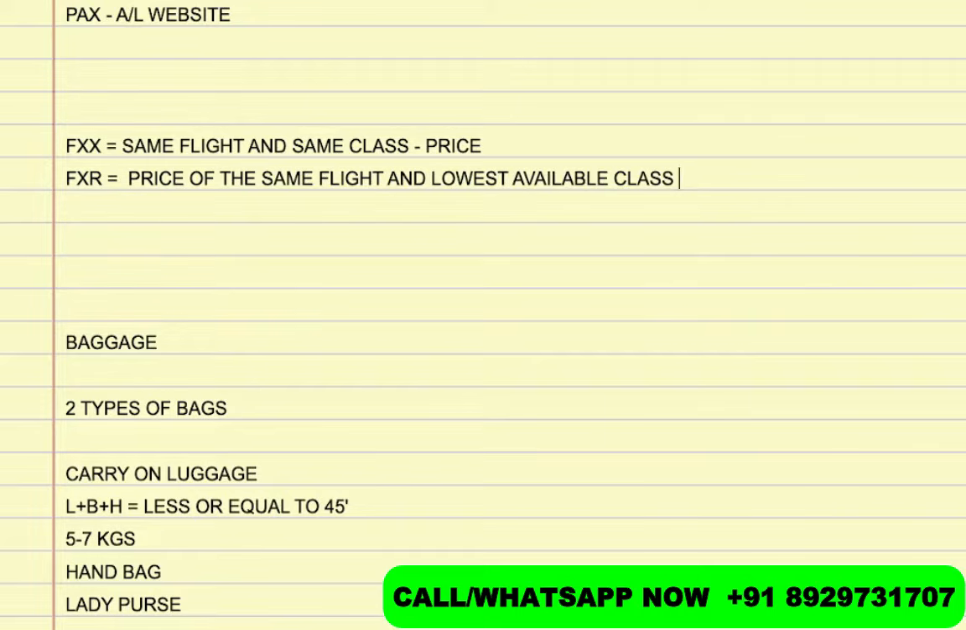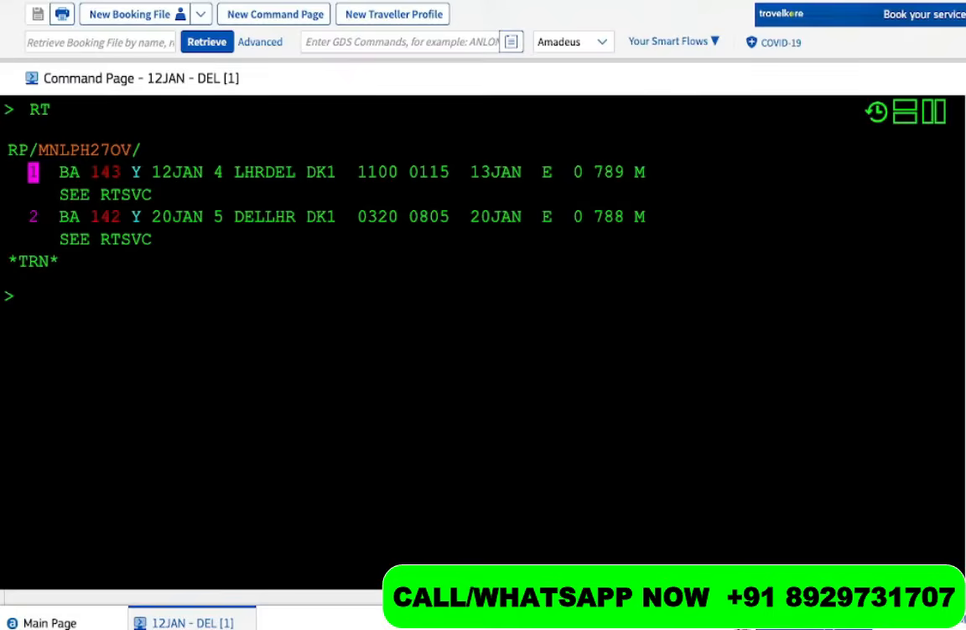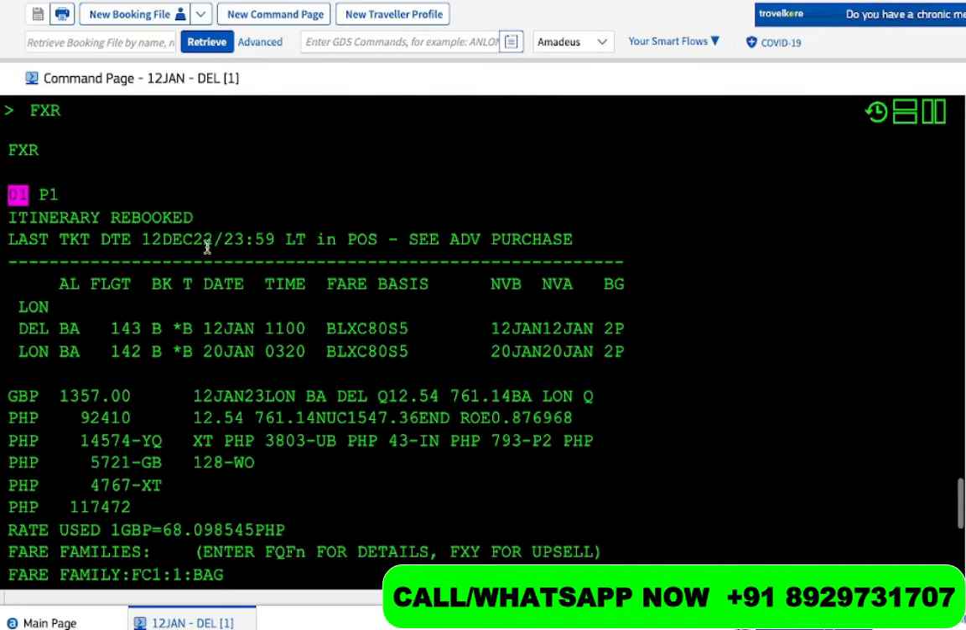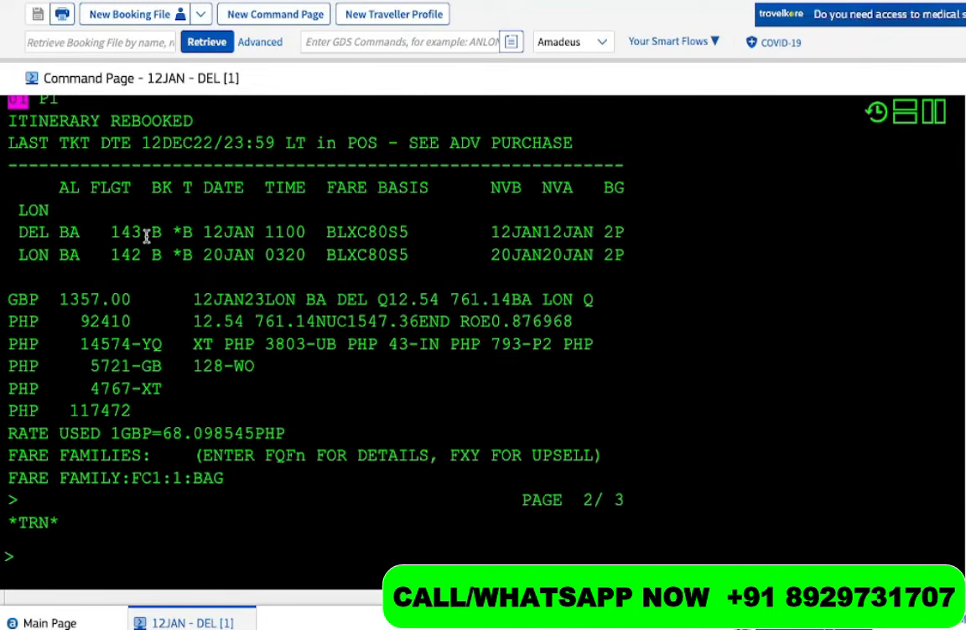Now this is very important. This is something that most of the travel agents use. What they do is, we have picked up Y class, and as I told you, Y class is generally the most expensive economy class. Although you have a premium economy, which sometimes is higher than this, it is generally the most expensive economy class. Now, if you do FXR and you press enter, you see automatically it is bringing it down to B.